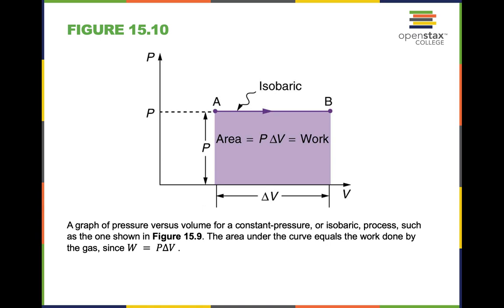So for figure 15.10, you have a graph of pressure versus volume for a constant pressure or isobaric process such as the one shown in 15.9. The area under the curve equals the work done by the gas, since W equals P delta V. So here you have pressure on the y-axis, V on the x-axis, and the area under the curve would be your work. There's a way you can do this using calculus, but that is for university physics.